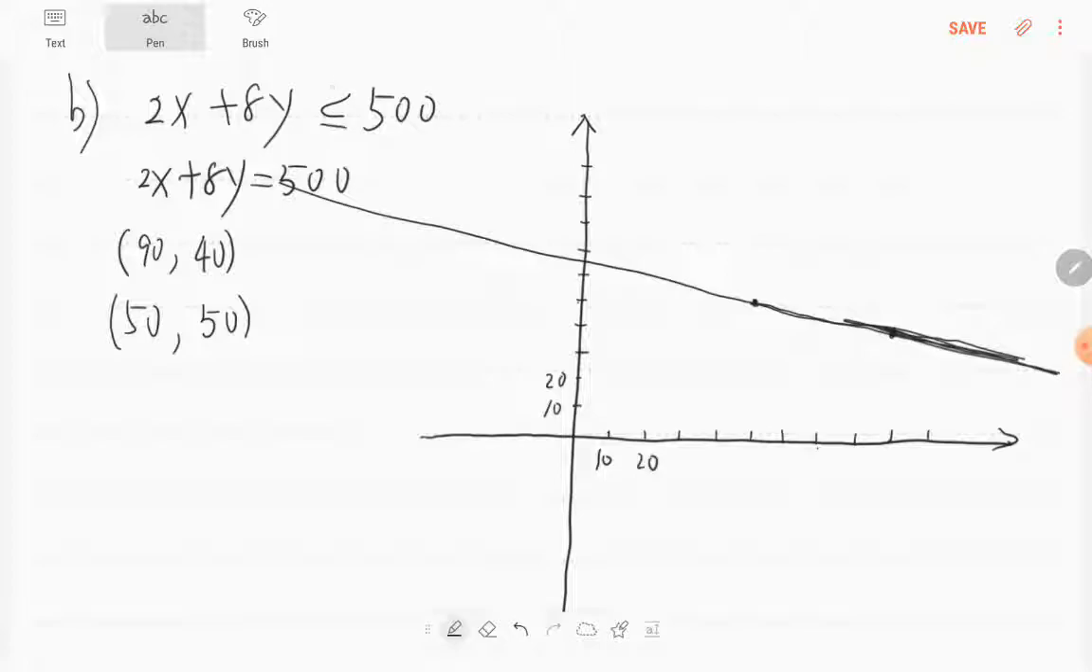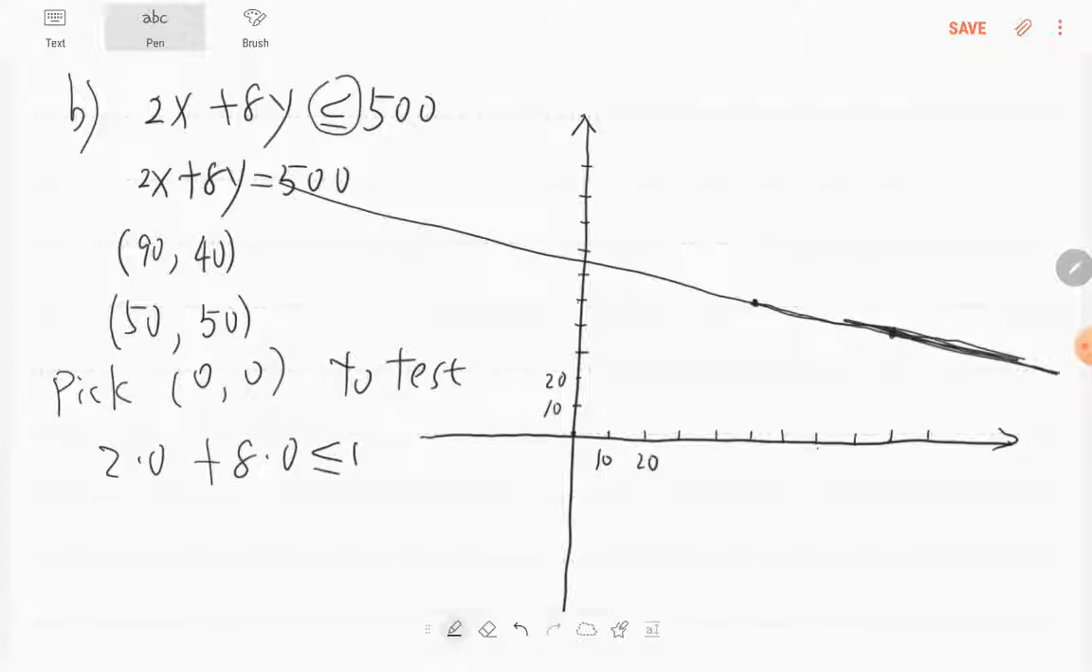And this is less than or equal to, so this boundary is included. Let's pick the 0, 0 point to test because it is a very easy point to test. We put 2 times 0 plus 8 times 0 less than or equal to 500. Yes, of course, this is true. So this would be the region.